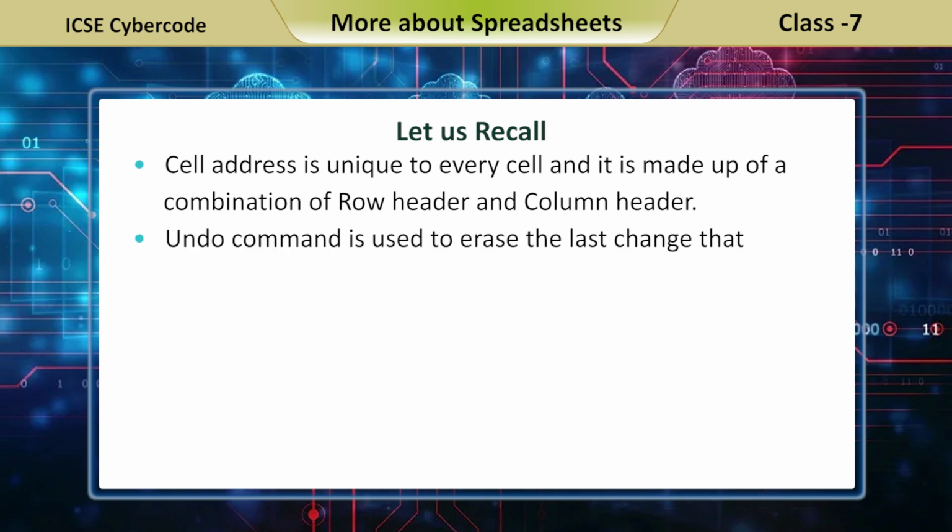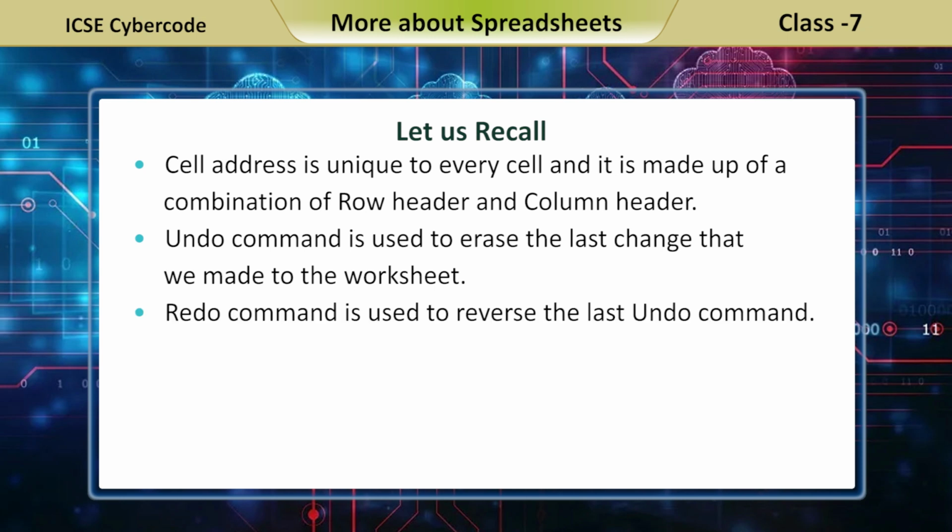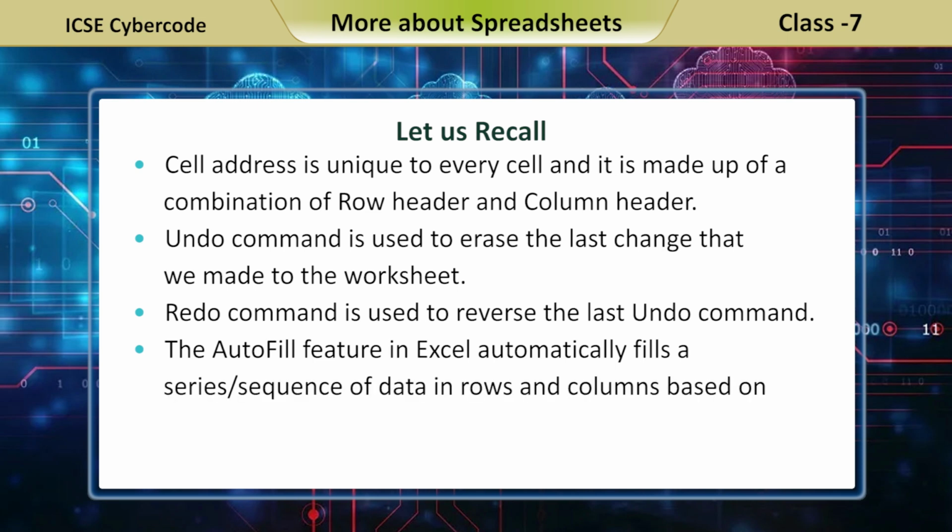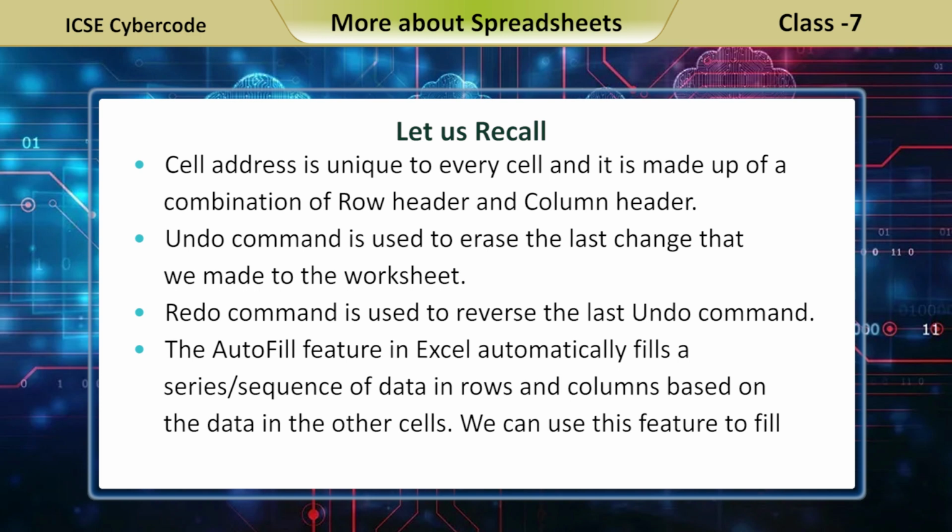Undo command is used to erase the last change that we made to the worksheet. Redo command is used to reverse the last undo command. The autofill feature in Excel automatically fills a series or sequence of data in rows and columns based on the data in the other cells. We can use this feature to fill a series of numbers, days, months, hours, etc.